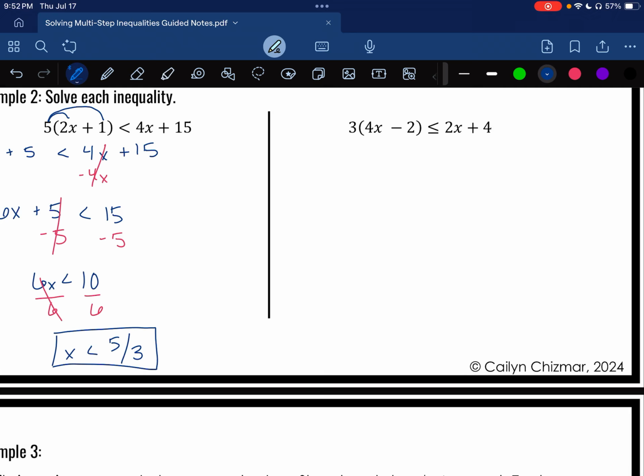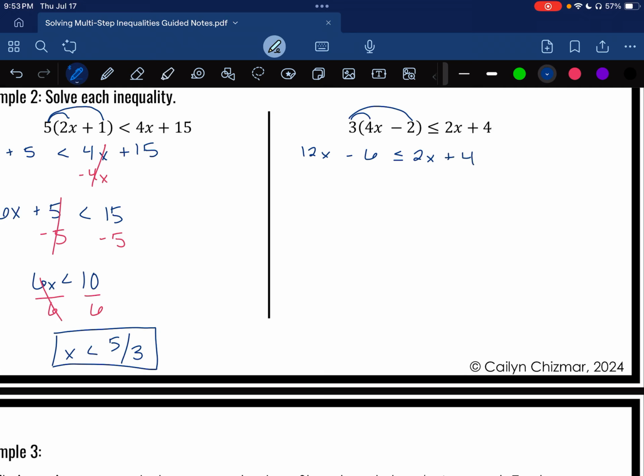All right. One more. I bet you can try this one out on your own. So go ahead, try this one out here. Let me know what you think. All right, so hopefully you saw that and you're like, I'm going to distribute that. So you've got 12x minus 6 is less than or equal to 2x plus 4.